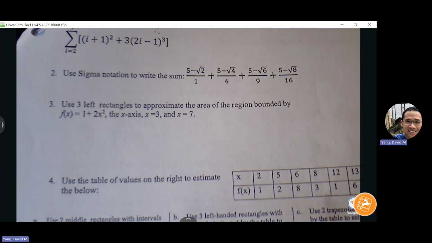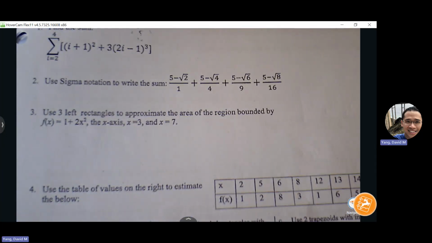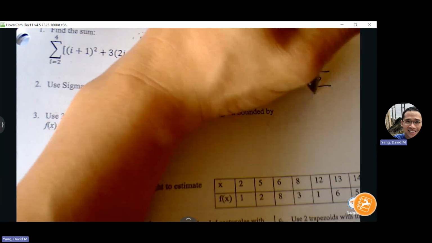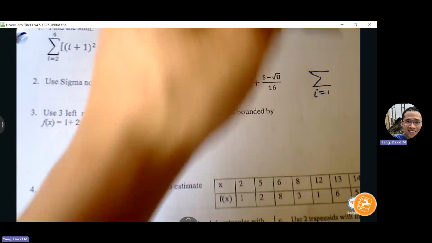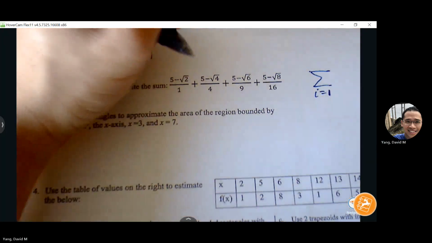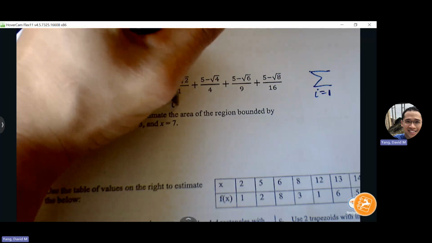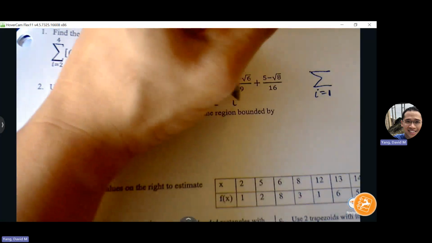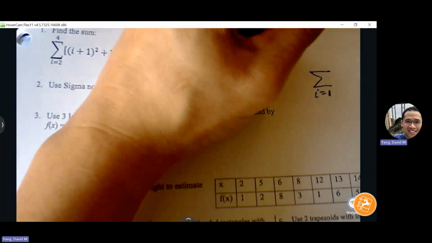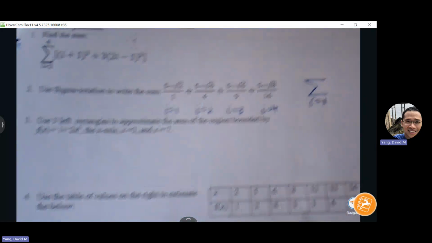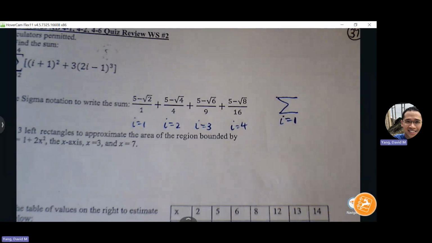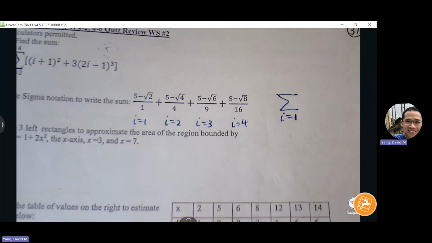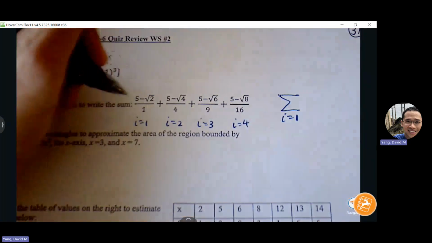Okay, use sigma notation to write the sum. So we know that we got to involve the summation notation here. I equals 1. So we want I equals 1 to produce this term, I equals 2 to produce the second term, I equals 3 to produce the third term, I equals 4 to produce the last term. Let's go ahead and put down the pieces that are not changing. And then we'll do the hard part later.